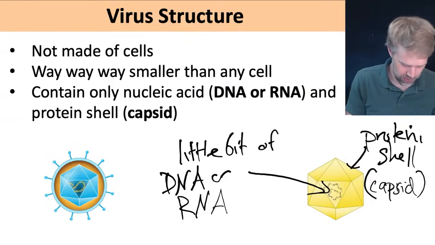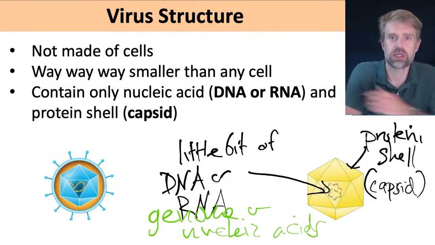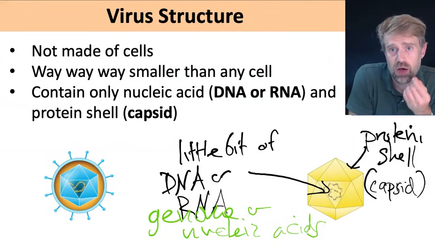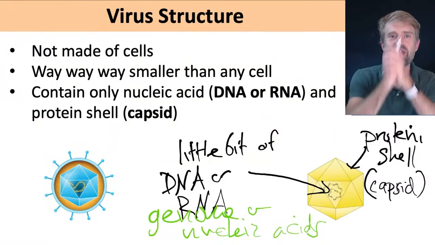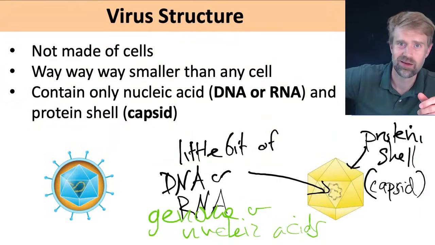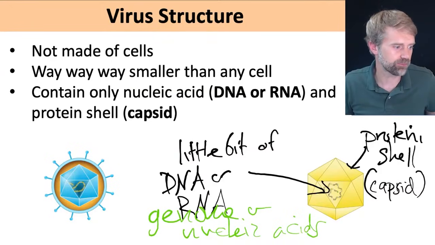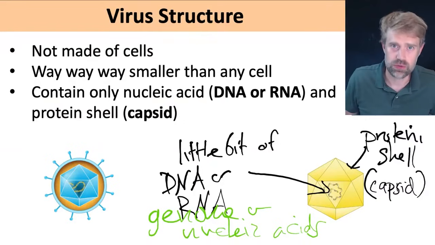DNA or RNA, we call that the genome or the nucleic acid. You know what nucleic acids are? They're biomolecules that carry genetic information, carry instructions. So inside of a virus, there's a tiny little bit of DNA or RNA, and there's a protein shell that surrounds it. And that's all you get. That's all that you have in a virus. Okay. So here is how viruses reproduce. This is something you've got to know for the TEAS.